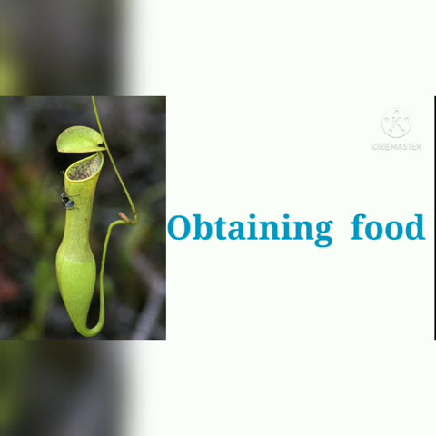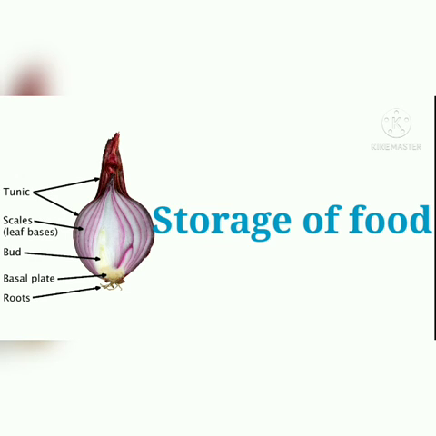Obtaining food. Leaves of some plants are modified to attract, trap and digest insects. Examples are the pitcher plant and the Venus flytrap. Storage of food. Leaves can be modified to store food. Onion is an example. We eat the fleshy leaves of onion.